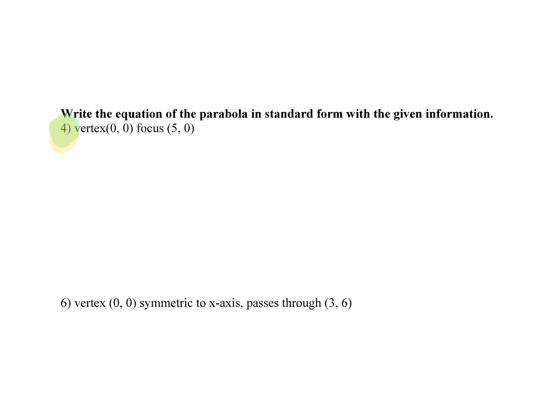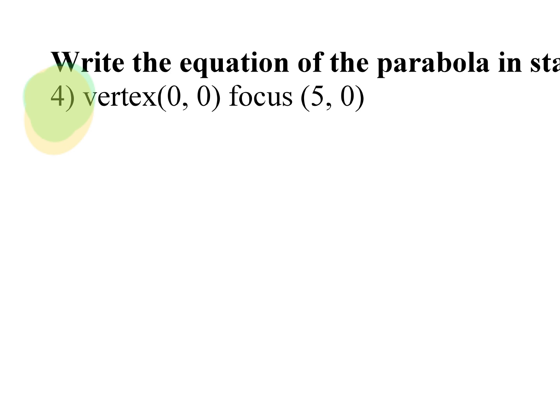We want to write the equation of the parabola in standard form with the given information. So our vertex is (0, 0), and our focus is (5, 0). So let's graph it. Our vertex is at (0, 0). Focus, we're going to go to the right 5 and stay at 0. So which direction is our parabola going to open? It opens to the right. And if it opens to the right, is it x squared or y squared? Y squared. Y squared is either left or right.